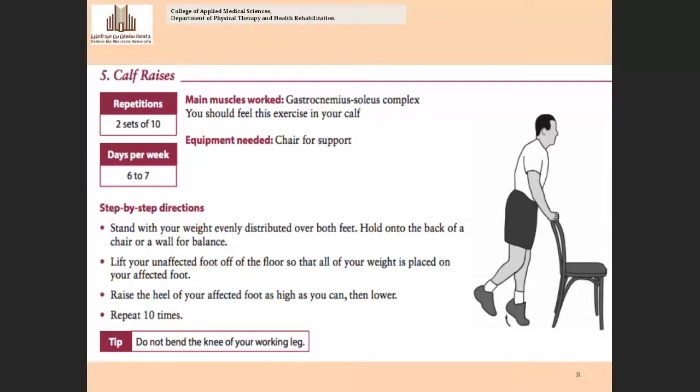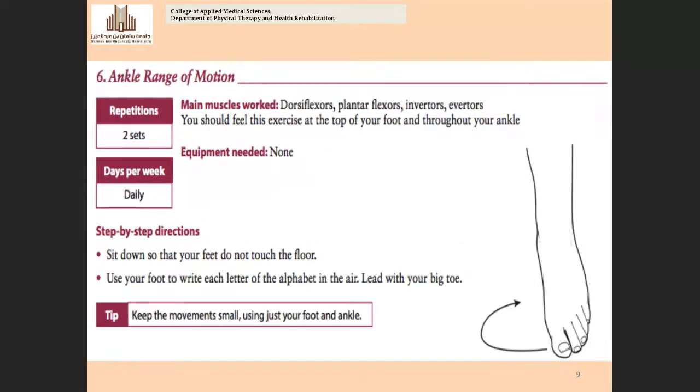Calf raises, you see, just ask the patient to stand with the support of a chair, right? You can ask the patient to raise the leg. So these are later stage exercises, not in the initial stage. You can divide the rehabilitation phases into three: initial stage, middle stage, and later stage. Generally, once the patient is getting trained, you can go for these exercises. So you can see the first one, the calf raise.